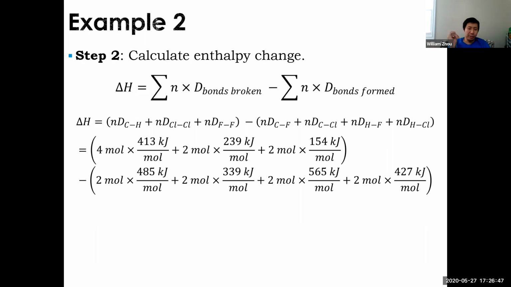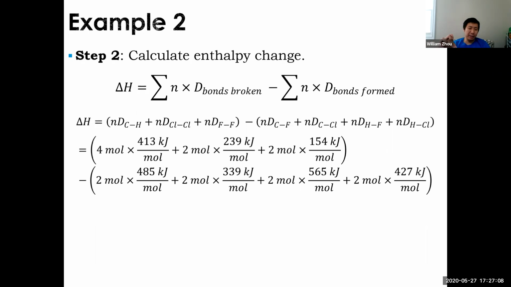Then you substitute the numbers in. n for the C-H bond is 4, and then the energy per mole is 413. Basically, you do the whole thing. You just take all the numbers and put them in. Make sure you put them in the right place. You know which one is which, and you should get to here.